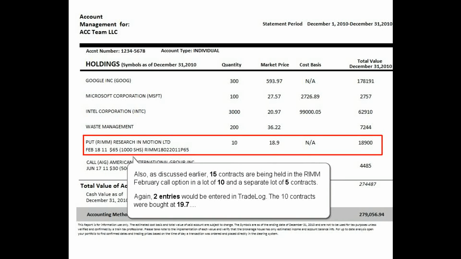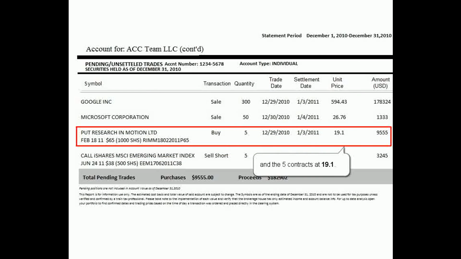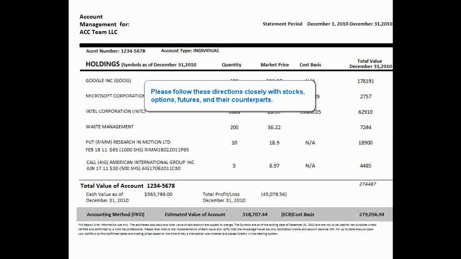Also, as discussed earlier, 15 contracts are being held in the REM February call option in a lot of 10 and a separate lot of 5 contracts. Again, 2 entries would be entered in TradeLog. The 10 contracts were bought at 19.7 and the 5 contracts at 19.1. Please follow these directions closely with stocks, options, futures, and their counterparts.